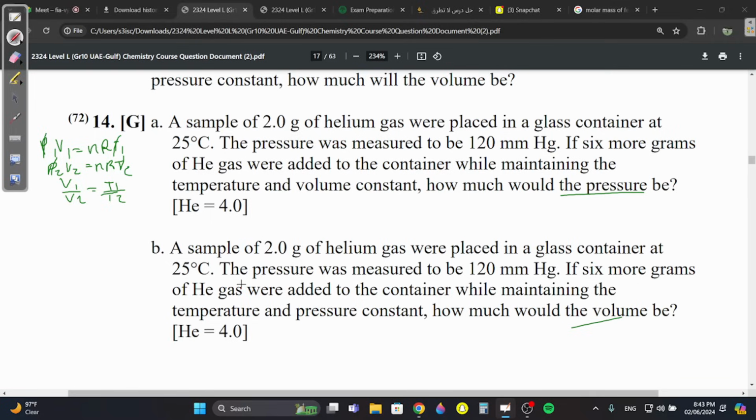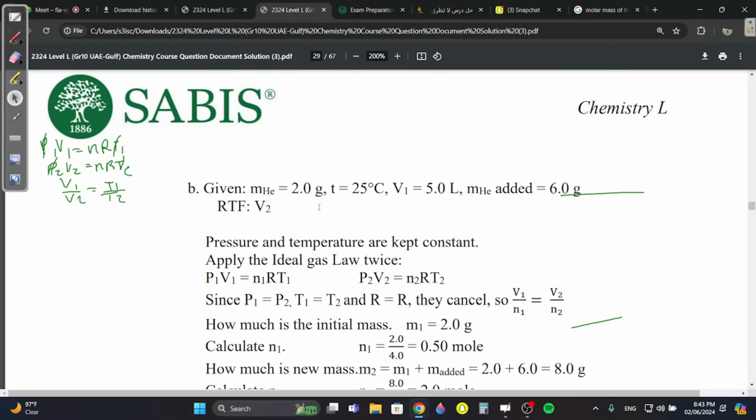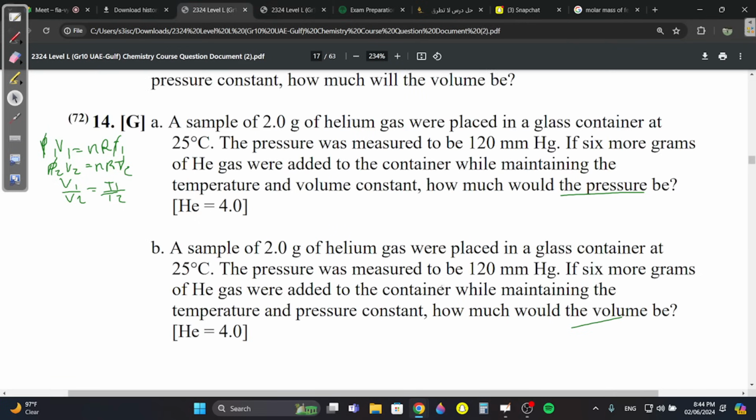Volume 1 is not given. Wait, I'm tweaking. At 25 degrees Celsius, the pressure was measured to be 120 mmHg. If 6 more grams were added, there has to be something I can't see because you should need the first volume. Volume 1 is 5 liters. The 5 liters isn't in the question, but okay, let's say they gave you volume 1 is 5 liters.